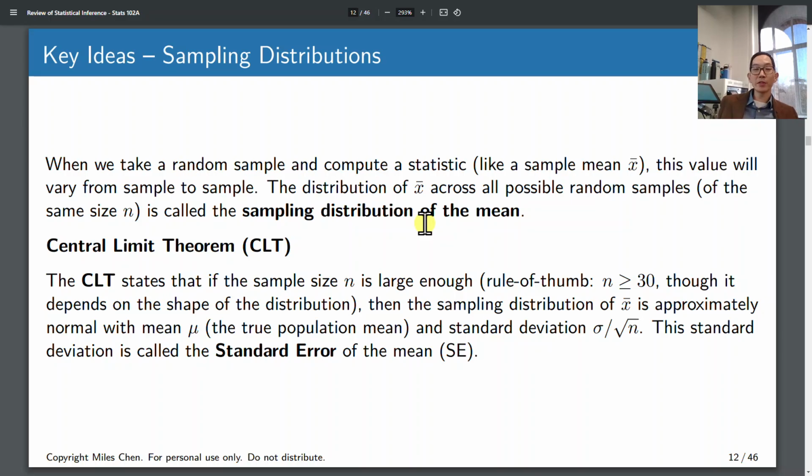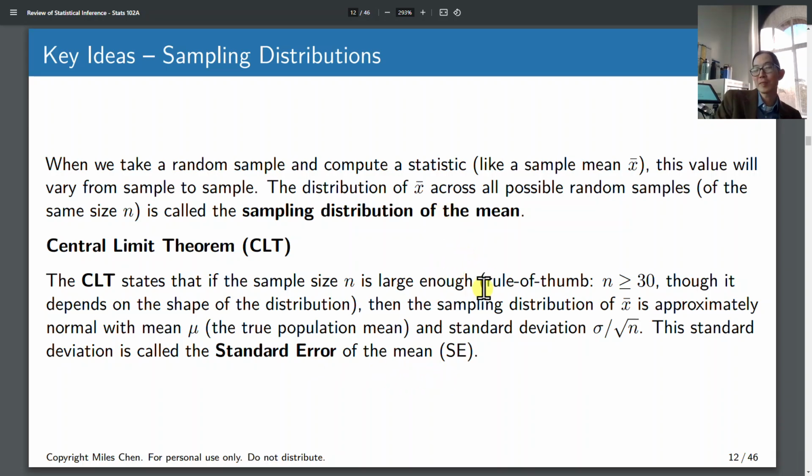And we have the central limit theorem, which says if your sample size is big enough, then the sampling distribution of x bar is approximately normal. The mean is going to be mu, which is the true population mean, and the standard deviation is sigma, the standard deviation of the population, divided by the square root of n. The standard deviation of your sampling distribution is called the standard error of the mean.